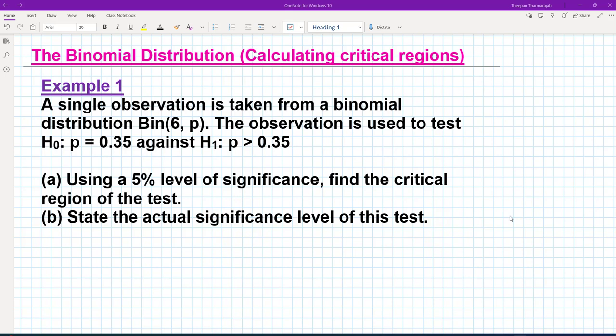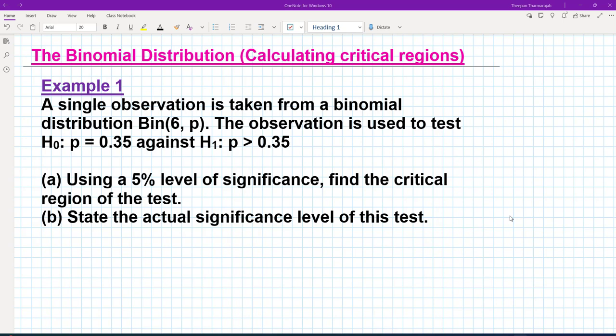In this video, we're going to look at how to calculate critical regions for a binomial distribution. So let's take an example. It says a single observation is taken from a binomial distribution that has parameters n equals 6 and a probability which is hypothesized, or has a null hypothesis, of p equaling 0.35. The observation is used to test the null hypothesis that p is equal to 0.35 against the alternative hypothesis where p is greater than 0.35.